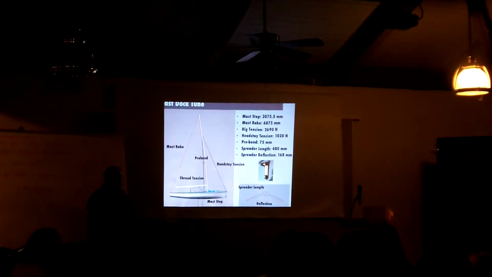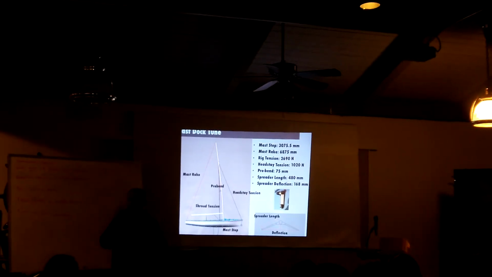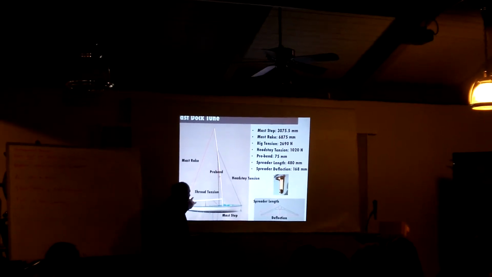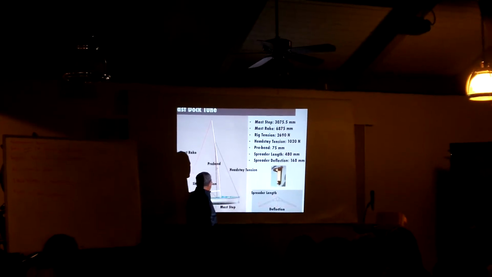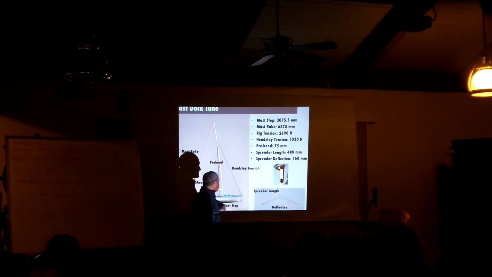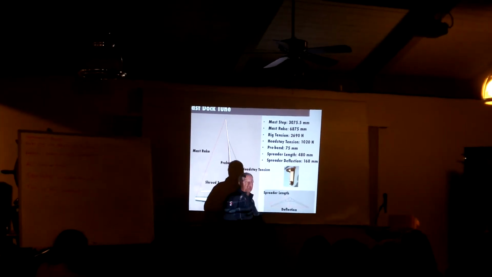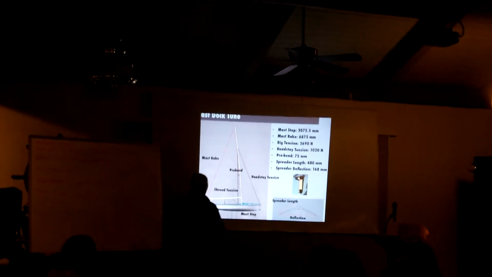There's the 470. If you have any questions, please just put up your hand. I'll go too quickly. So we have to set up the mast rake. We have to set up the pre-bend, headstay tension, shroud tension, where the mast step is. We have to describe spreader length and deflection. And all of those can be changed on a 470 and an I-420.